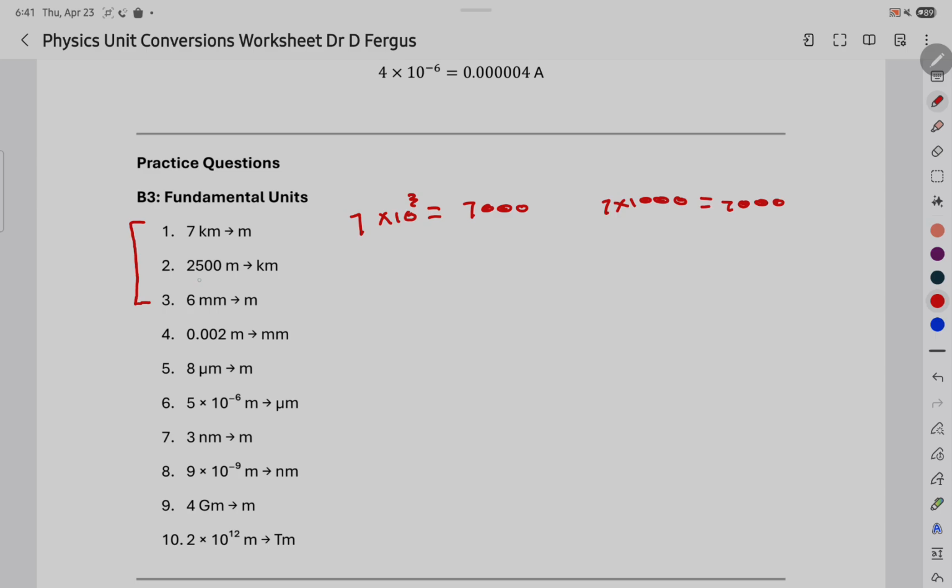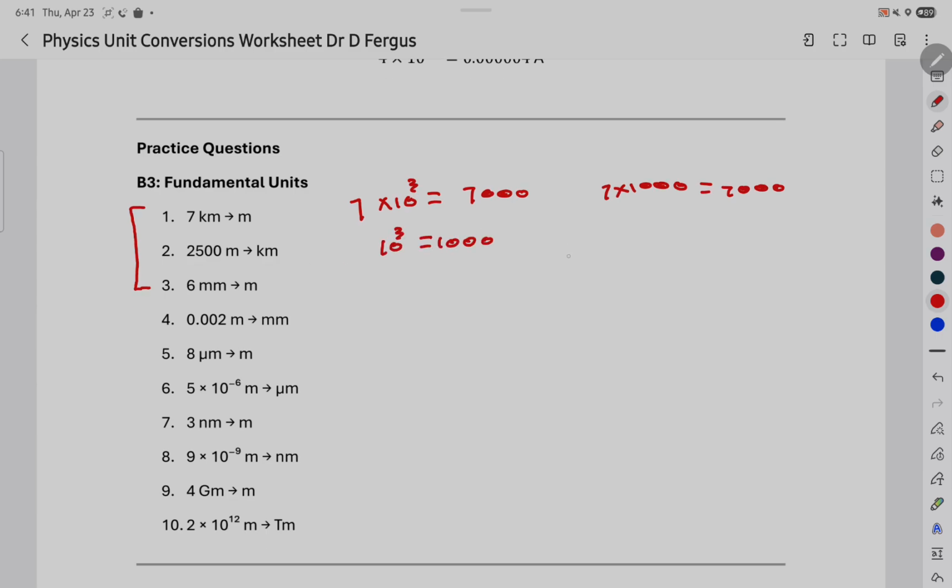For 2,500 meters to kilometers, we're moving from a smaller unit to a larger unit. Okay, so we know before that 10 to the 3 is equal to 1,000. So all we do is just put 2,500 divided by 1,000. This is going to give us 2.5 kilometers.